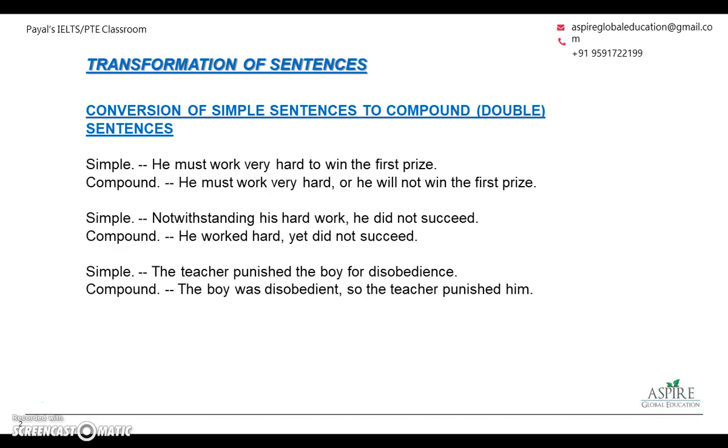Now, we have a simple sentence: we must work very hard to win the first prize. It has a subject and the rest of the sentence is a predicate. And it's only one sentence. Now, if we have to convert into compound, we have to break it into two sentences and either use a coordinating or a subordinating conjunction. He must work very hard or he will not win the prize. So we are using the coordinating conjunction or.